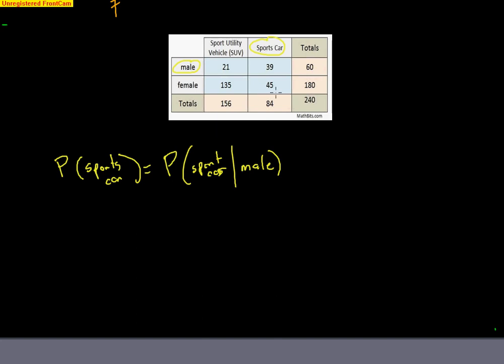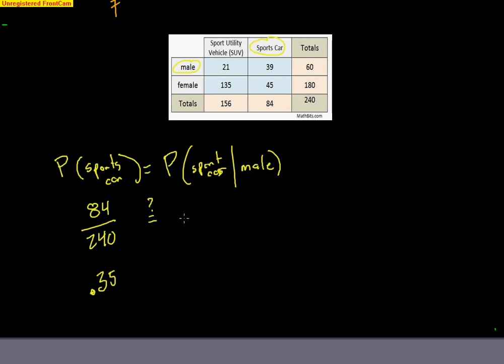Well, what's the probability that somebody drives a sports car? All I care about on the left-hand side here is sports car. 84 out of the 240 people drive a sports car. 84 out of 240 is 35%. So 35%, or 0.35, of people have a sports car. However, let's see if this is equal.